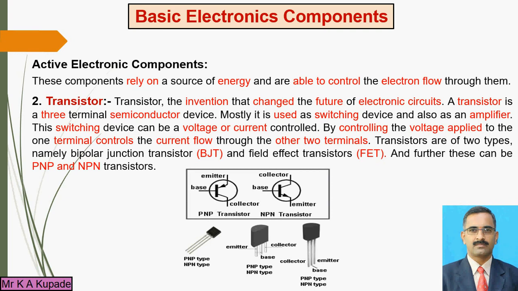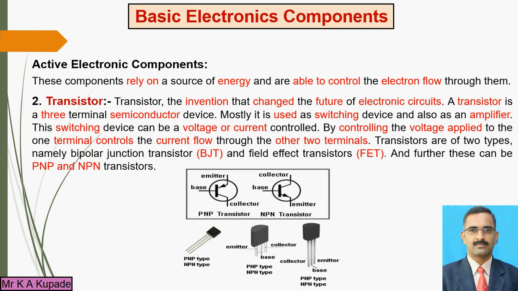Basically, the transistor has mainly two types. One is the BJT and the second is the FET. BJT is called the bipolar junction transistor, and FET's long form is field effect transistor. Our first unit is the field effect transistor, and in that we will see the details about the FET.